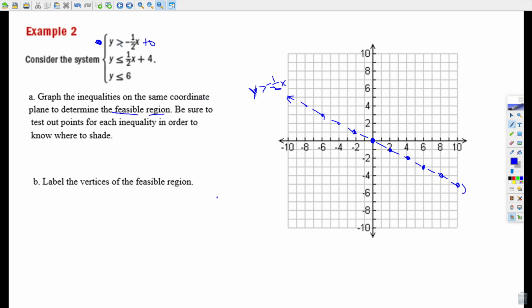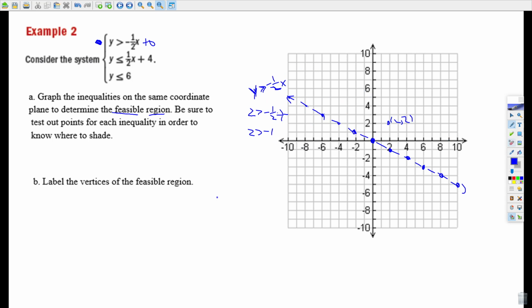And then it says greater than, so I'm going to use a quick test point. Now we can't use 0, 0, but you should also know that greater than means it's going to be shaded above the line. We could use something different though. Let's just use 2, 2 maybe. If I use that as a test point, 2, 2, that would be 2 is greater than negative 1/2 times 2. Is 2 bigger than, this would end up being negative 1? Yes, it is, so it does get shaded up here.